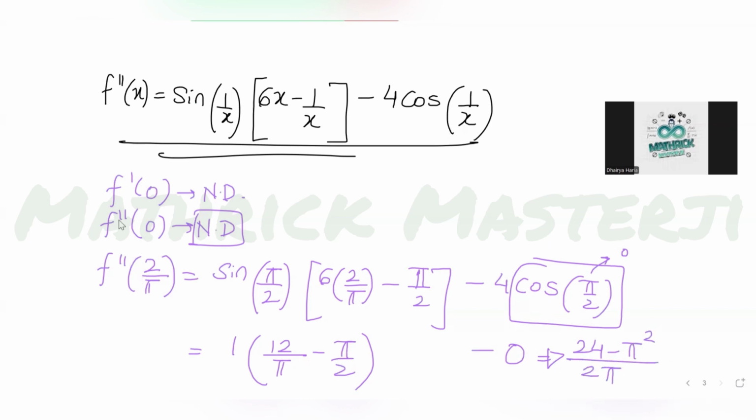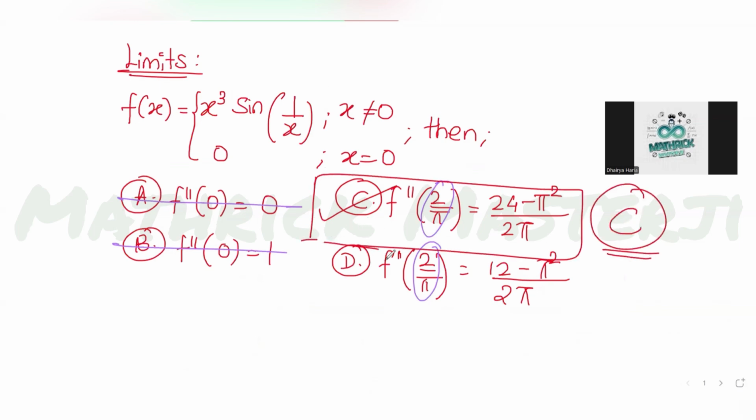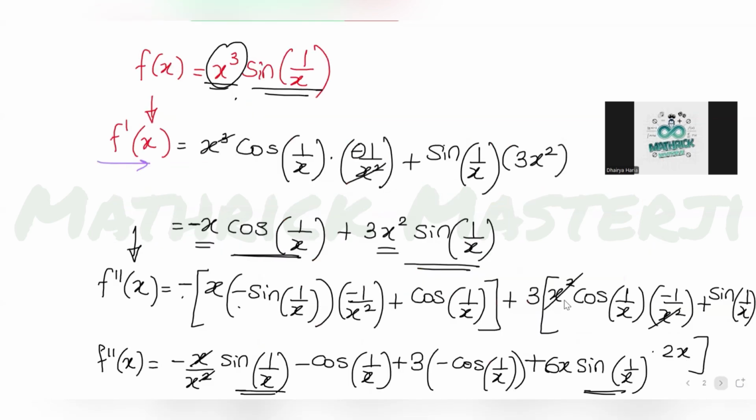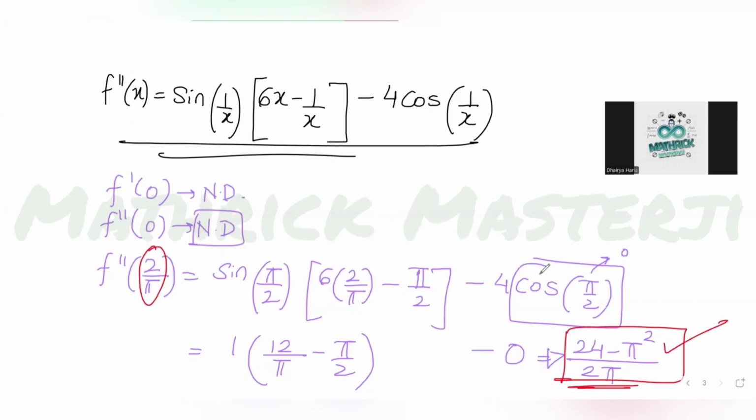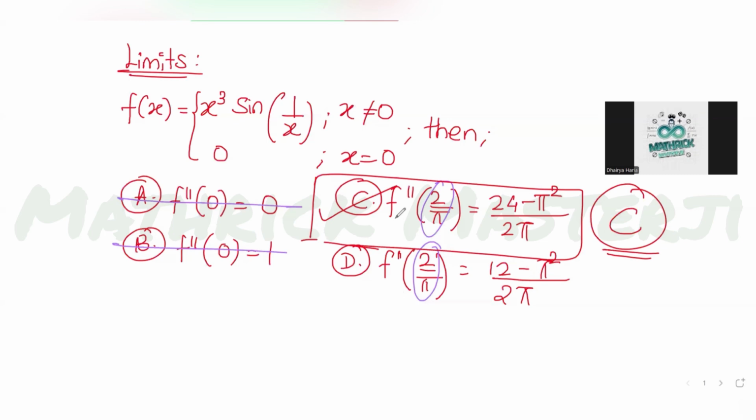So I get the correct answer for this question, that the double derivative of the function at x equals 2 over pi becomes 24 minus pi square over 2 pi, which is option C. So C becomes the correct answer for the question that is given to us here. I hope you have understood how to solve this type of question on limits. We just found the two derivatives, and once I got the two derivatives, I just put x as 2 over pi. That gave me the answer for the question, and that matches with option C. So C becomes the correct answer.